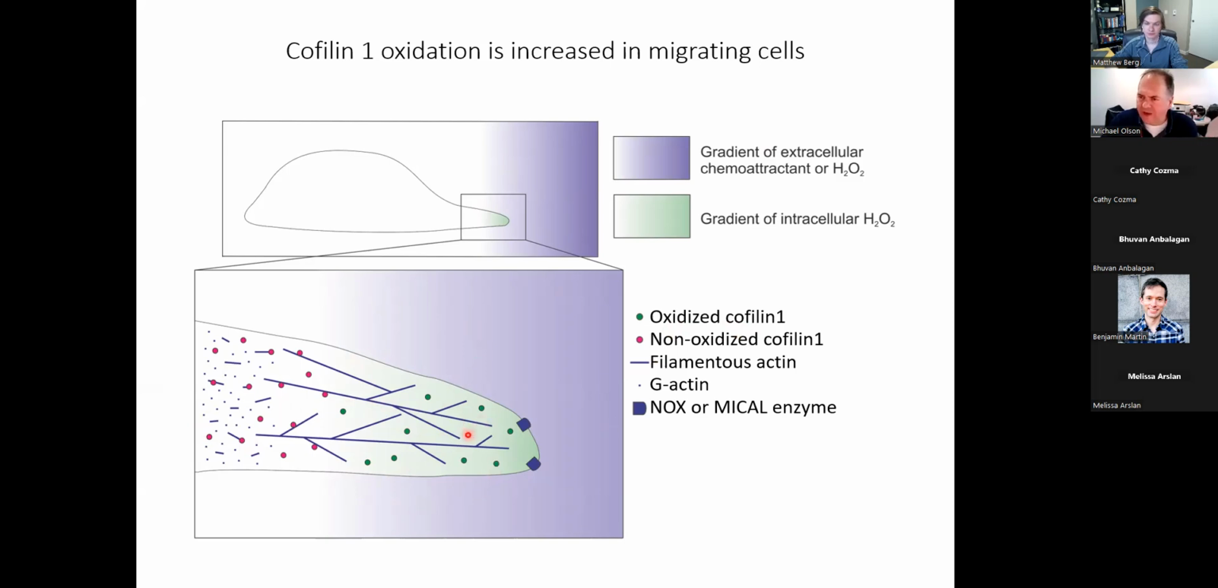It doesn't bind F-actin, therefore it doesn't sever F-actin, and this helps the lamellipodium push forward that network of polymerized actin. But further away, where there is less hydrogen peroxide, cofilin tends to be more active, and it tends to sever the filamentous actin and help return G-actin to the front of the cell, where it can be used for new actin polymerization. This is a model, but it's consistent with our observations.